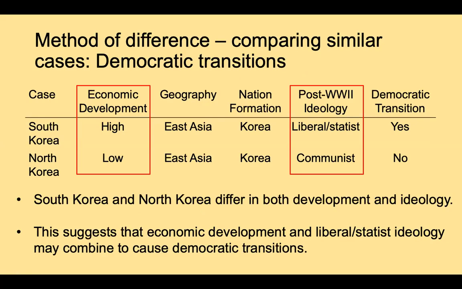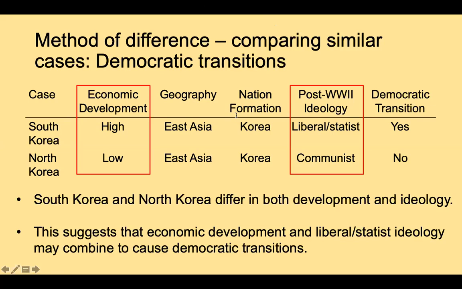And so this is interesting because it complicates our picture, and it forces us to pause and think about how there may be more going on than just economic development and processes of socioeconomic modernization. South Korea and North Korea differ in both development and ideology, then, is our point. And this suggests that economic development and a liberal statist ideology may combine to cause a democratic transition. And that is an interesting take because it, again, forces us to reevaluate the original hypothesis.